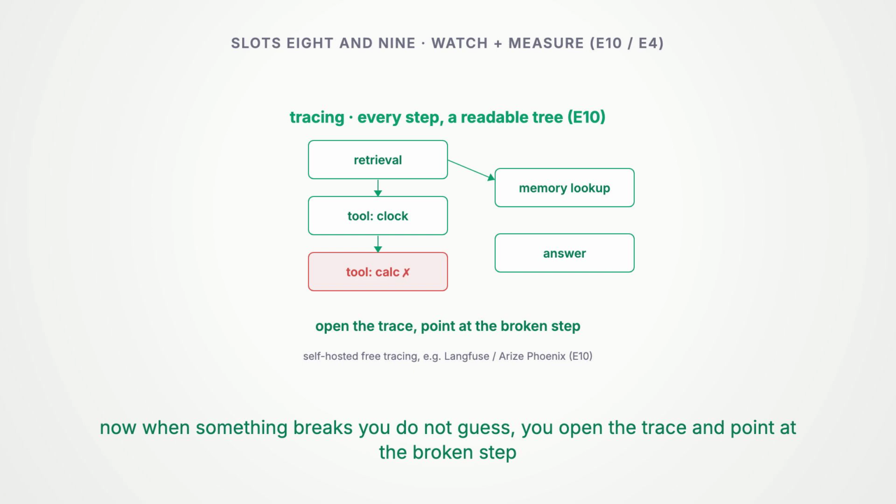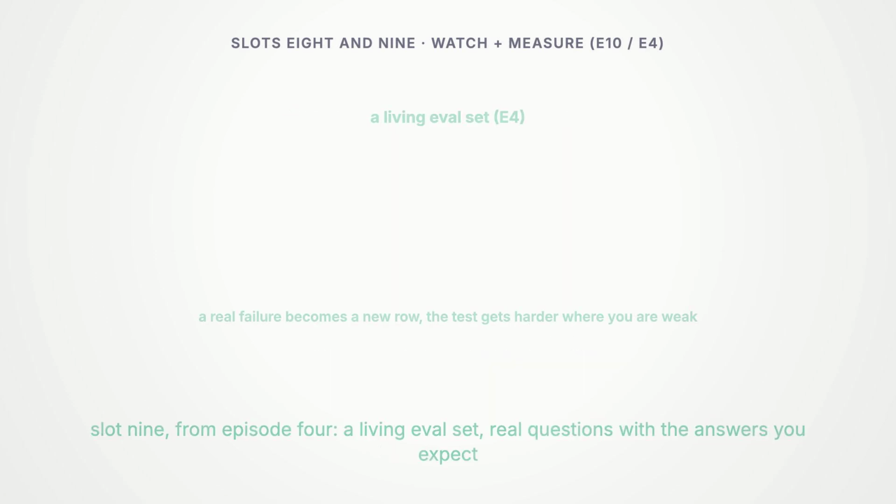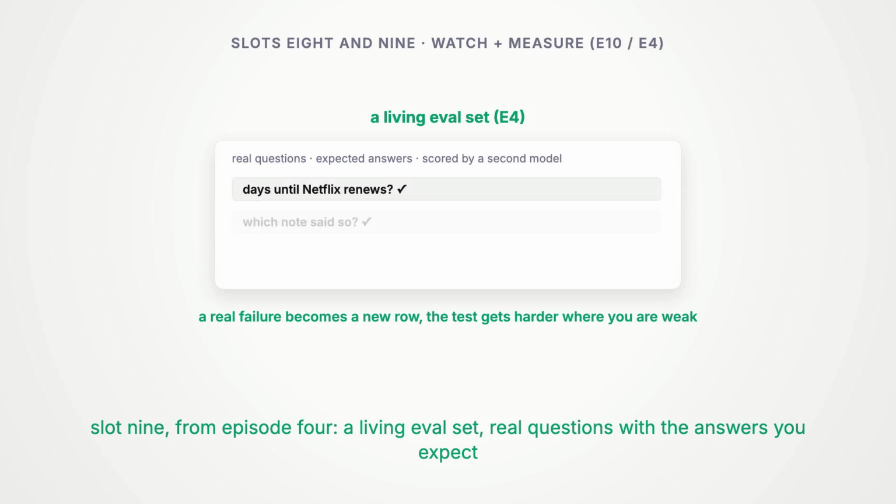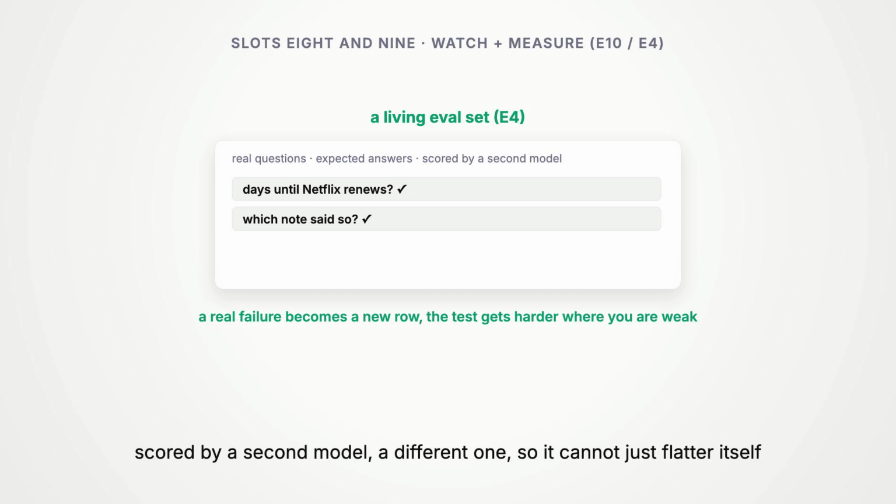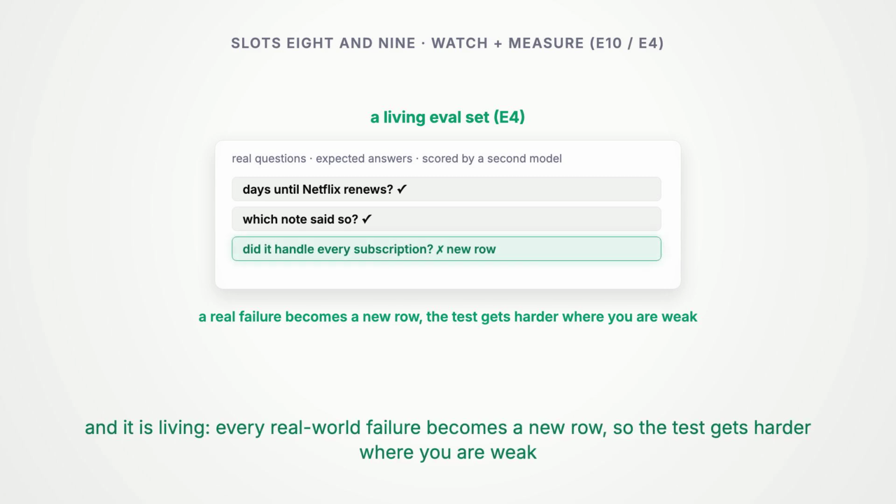And slot 9, the one that ties the whole season together. How do you know any of this is actually good? From episode 4, your living eval set. A set of real questions with the answers you expect, scored automatically by a second model, a different one from the assistant, so it cannot just flatter itself. And here is the part that makes it living. Every time your assistant fails in the real world, that failure becomes a new row in the set. So the test gets harder exactly where your assistant is weak. The trace tells you what broke.